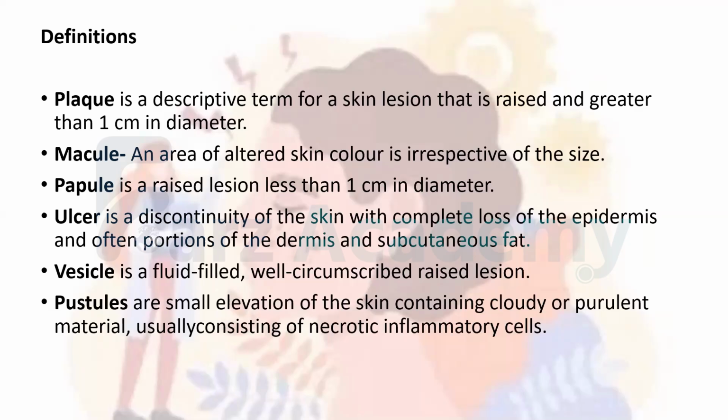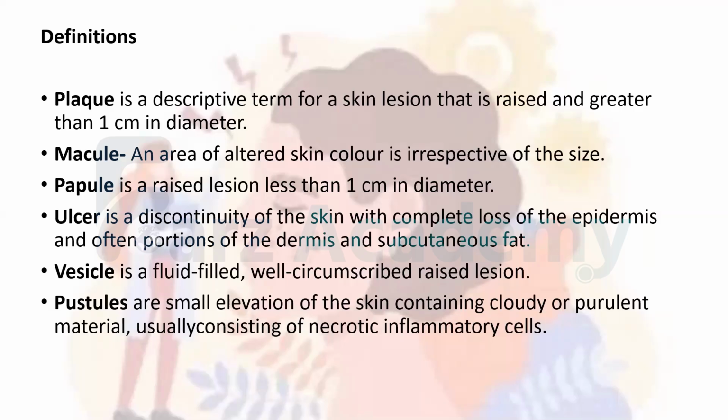Next comes the macule. It is an area of altered skin color irrespective of the size. This is usually a flat lesion. Next is the papule. This is also a raised lesion, but the diameter is less than 1 centimeter. So you will have to remember the difference between a plaque and a papule. Plaque will be more than 1 centimeter. Papule will be less than 1 centimeter. Next is an ulcer, which is the discontinuity of the skin with complete loss of epidermis, and often portions of dermis and subcutaneous fat depending on the depth of the ulcer.